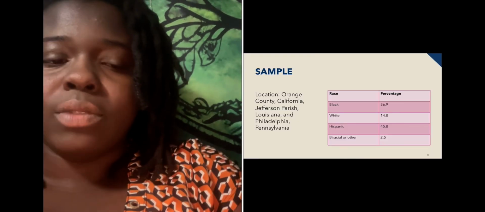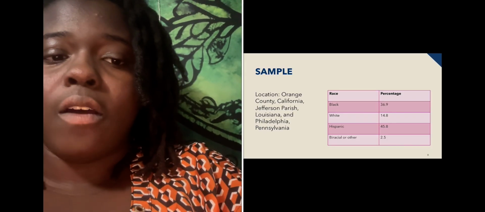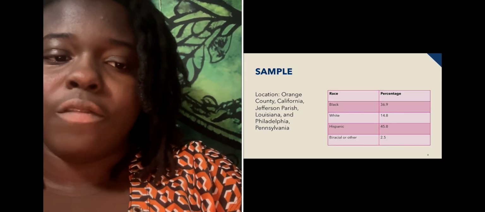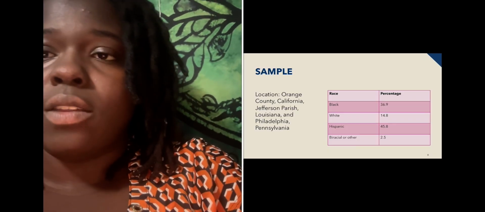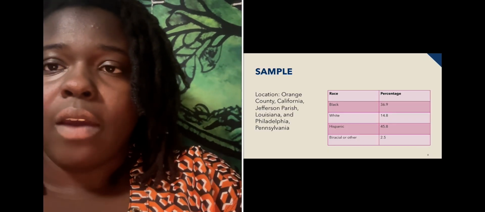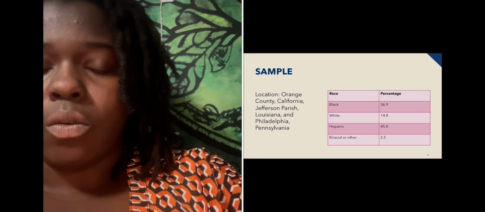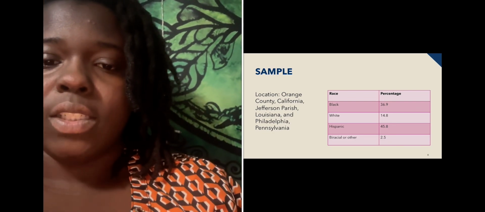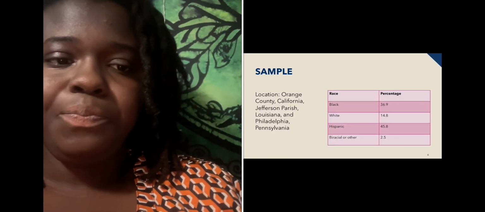Now we have the sample size. The sample was taken from Orange County, California, Jefferson Parish, Louisiana, and Philadelphia, Pennsylvania. And then you have the race demographics that they came from, which are black, white, Hispanic, biracial, and/or other. And here's a chart representing the race percentage.